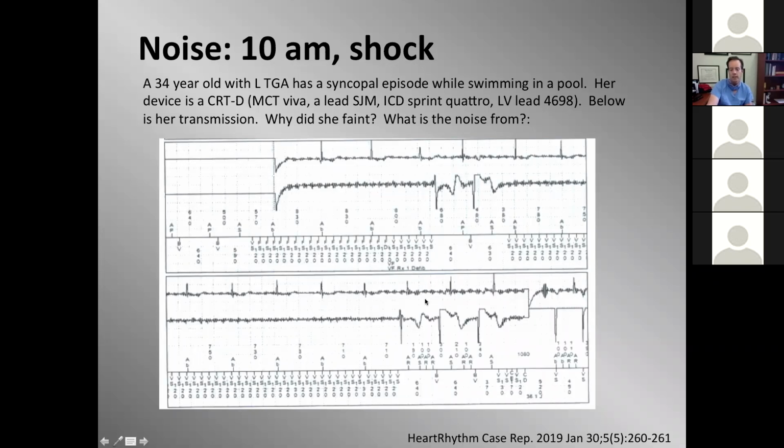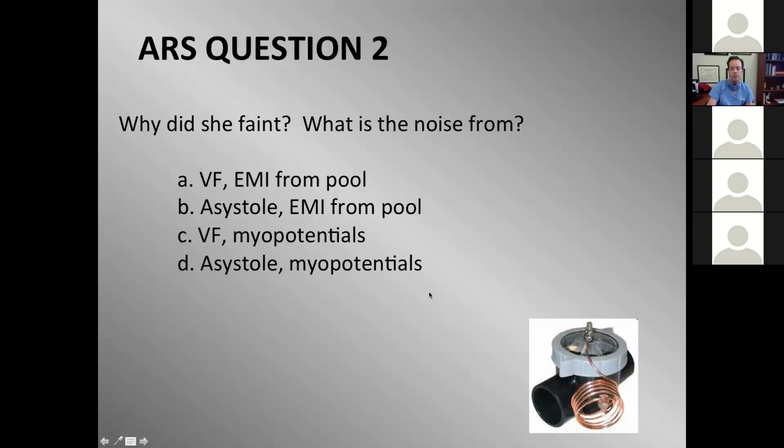This needs to be recognized. It's on a couple of leads. Whenever you see this sine wave, you should think some sort of AC leakage current. The noise, where's the noise from? Most people guessed EMI from pool, and that is correct because we know it's leakage current. Here's the tip. This is a sacrificial anode for most pools. We wrote about this earlier, I think last year or maybe the year before.